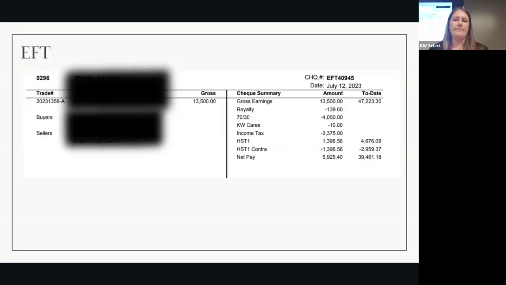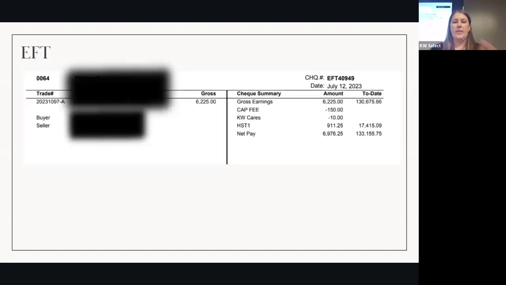Any questions on that? Yeah. Does it vary by the commission amount? No. So the question was, does the cap fee change? That was back on this one. The cap fee is $150 no matter what, and that's only when you're capped. So you're either paying a split or a cap fee, never both.